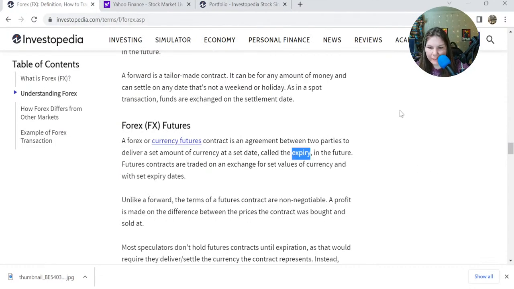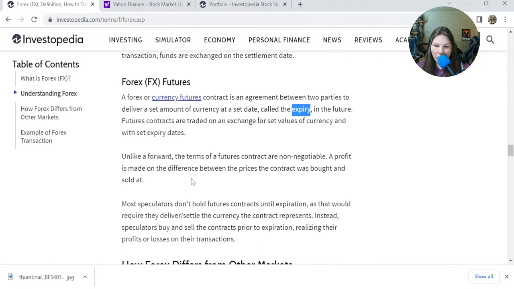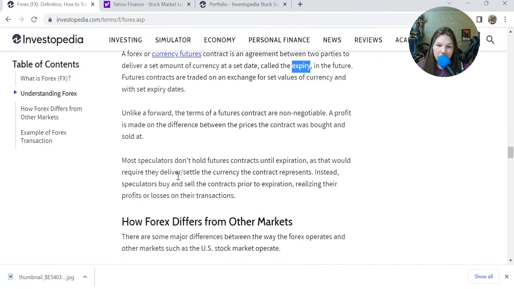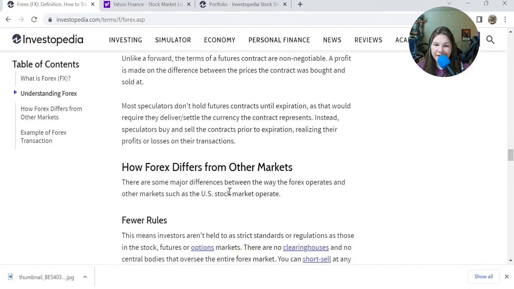Called the expiry in the future. Futures contracts are traded on an exchange for set values of currency and with set expiry dates. Unlike a forward, the terms of a futures contract are non-negotiable. A profit is made on the difference between the prices the contract was bought and sold at. Most speculators don't hold futures contracts until expiration, as that would require them to deliver or settle the currency the contract represents. Instead, speculators buy and sell the contracts prior to expiration, realizing their profits or losses on their transactions.